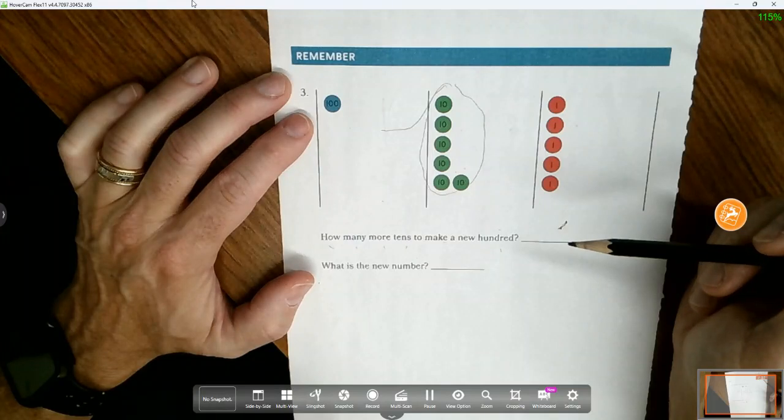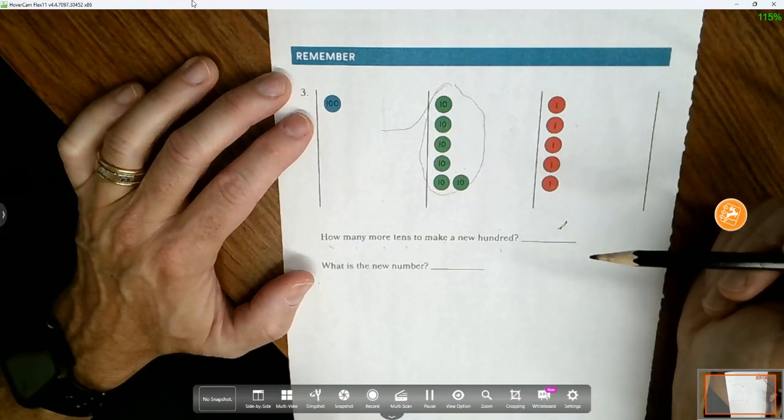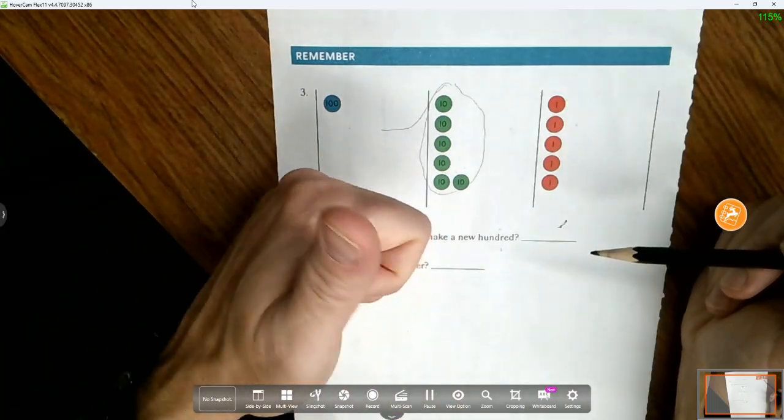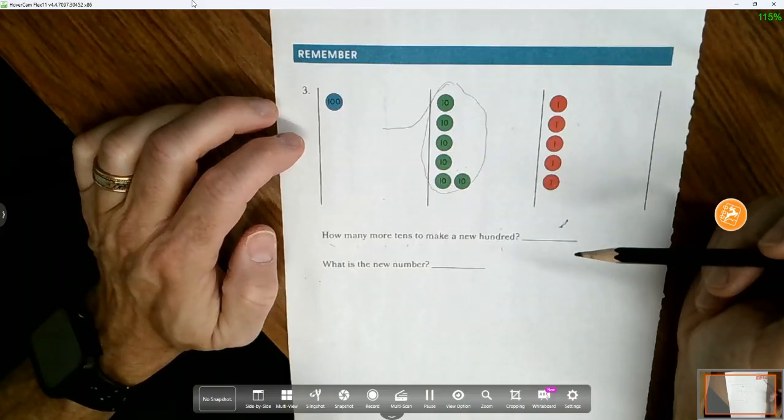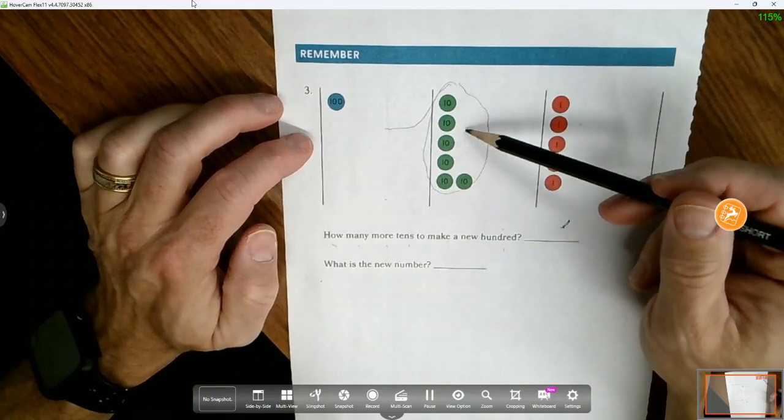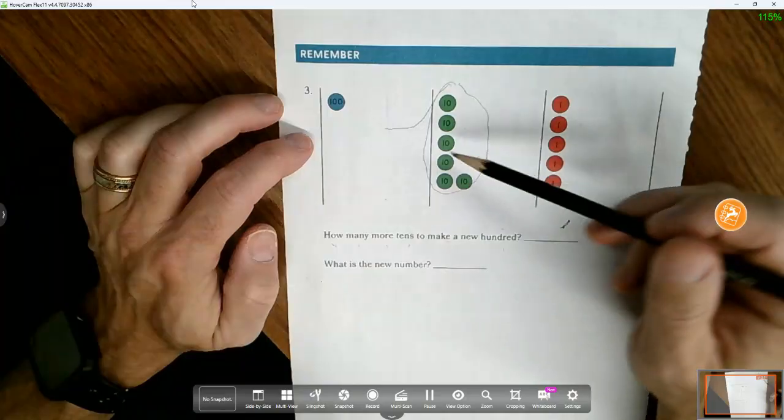How many tens equal 100? I just told you a few minutes ago. 10 times what equals 100? Or if you count by tens, how many times do you have to count by tens? If you go 10, 20, 30, 40, 50, how many times do you have to do that to get to 100? Then figure out how many more you need over here to go over there.